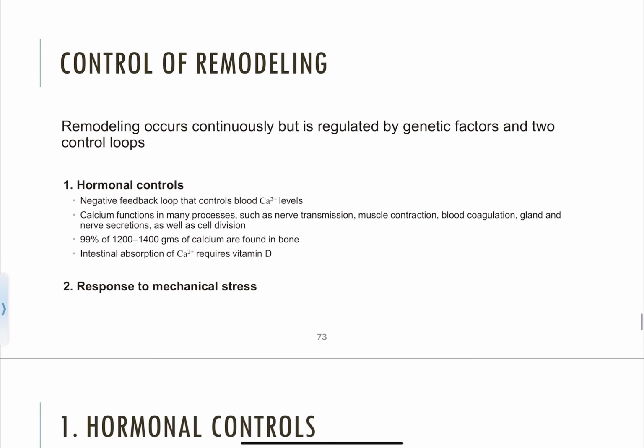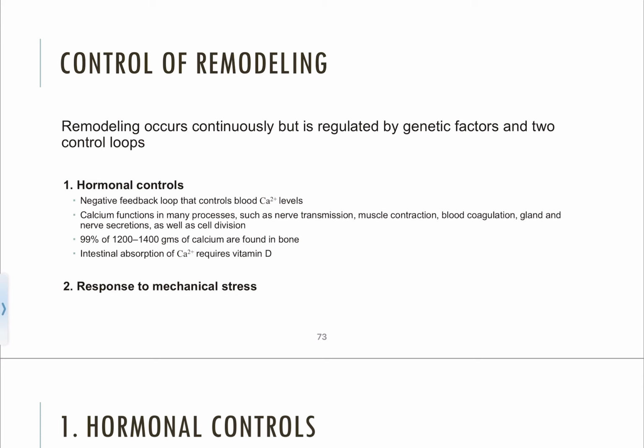Okay, so control of remodeling. Let's revisit hormonal controls. I mentioned previously the parathyroid hormone. Remodeling, like I mentioned, occurs throughout our lifetime, almost continuously, but it's regulated by a couple things. We have some genetic factors and a couple control loops. When we're talking about hormonal controls, these are basically going to help maintain calcium levels in our blood. So they use the negative feedback loop. Basically, once we have too much of the hormone produced, it's going to go back and inhibit the production of the hormone to begin with.